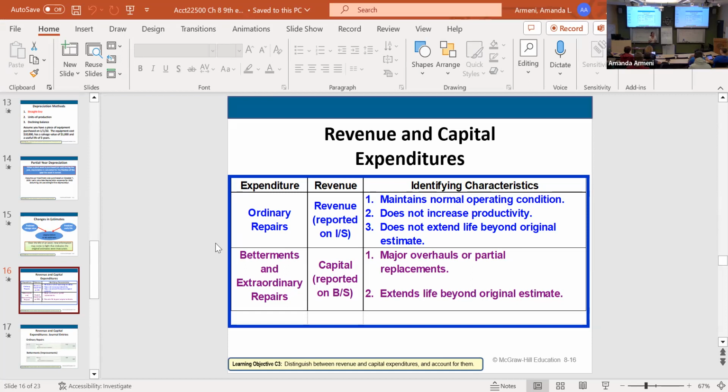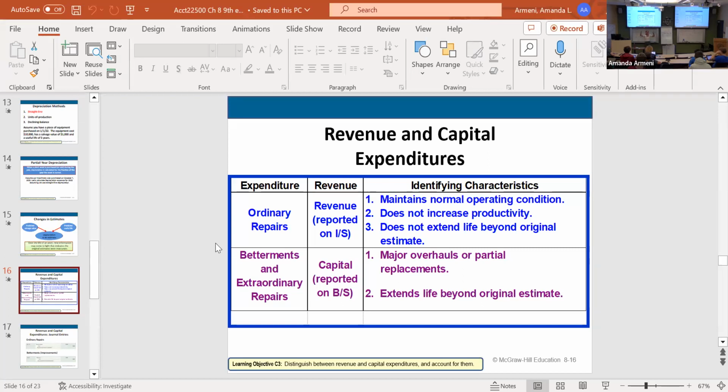So if you make a repair to one of these long-term assets, and that repair does nothing to make it better, it doesn't make it last longer, doesn't make it more efficient, more productive, nothing. That only gets accounted for as an expense. And again, we would typically label it as repairs expense or maintenance expense, okay?